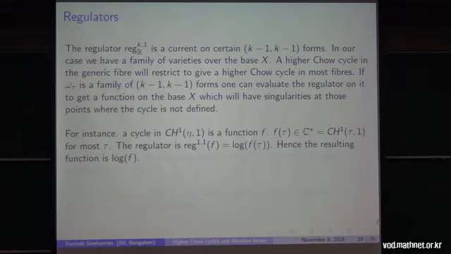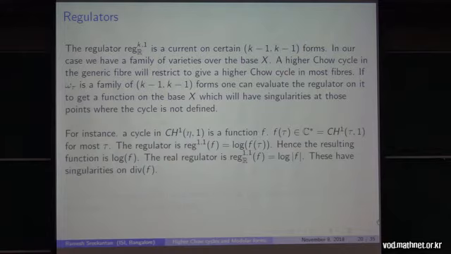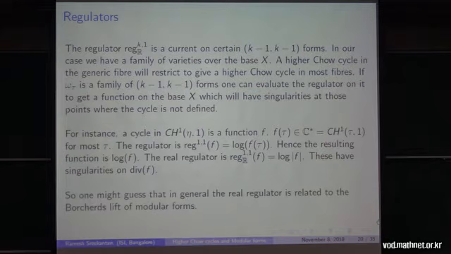Okay, and similarly the real regulator as a function on this family over tau, in this case there's no 0-0 form, so there's nothing really, but the real regulator is log of the absolute value of f of tau, and this will have singularities precisely where f is no longer in C star. In other words, the divisor of f. Otherwise, it's defined perfectly fine, right? For most points tau, f of tau will lie in Chow 1. So somehow one might guess that the analog is to look at the real regulator of these higher Chow cycles and relate that to the Borcherds lift of modular forms.